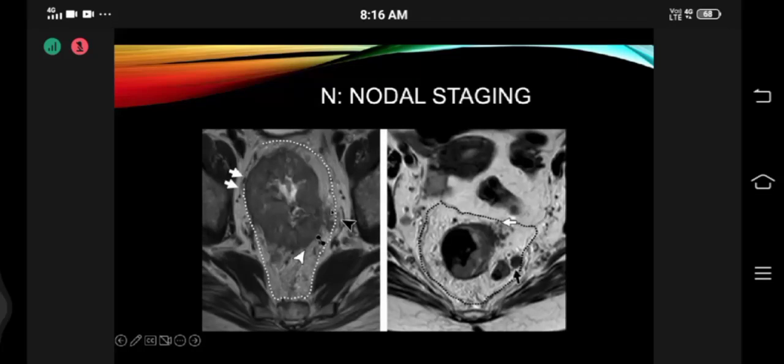So again, the nodal staging, like if you see multiple nodes, less than 3 it is N1, and 4 and more is N2. So these are the multiple mesorectal nodes. And this is the extra-mesorectal node, and this is the mesorectal fascia, and the node is sitting on the mesorectal fascia.